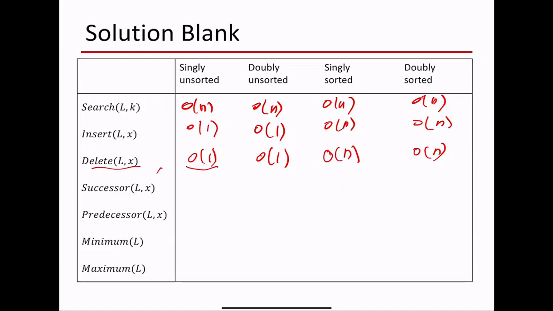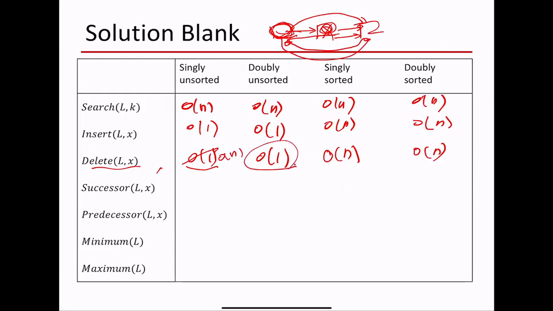Because it doesn't have to search through before, so it's O(1). Okay, good point. But the truth is, how does deletion work? We can delete this, right? So we have to know this point to delete this one. So we have to maintain who's my previous. Therefore, it should be big O(N). For doubly unsorted, I know who's my previous and I know who's my next. Therefore, I can tell them, okay, go ahead. Then big O(1) is correct.